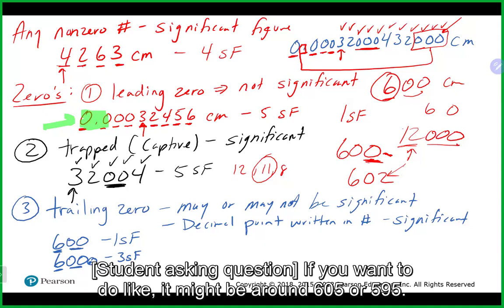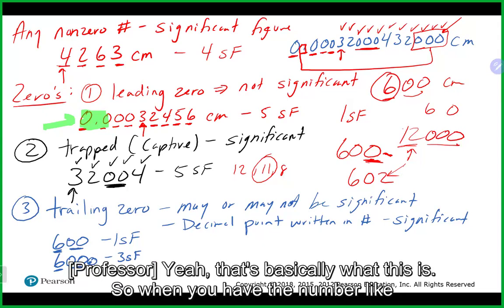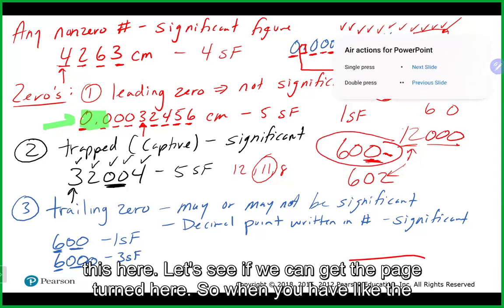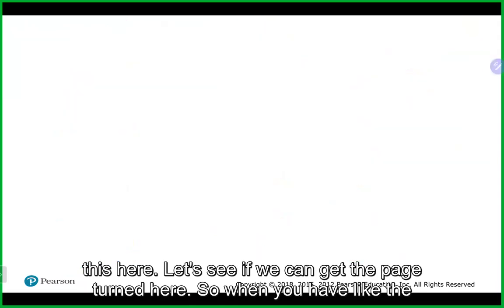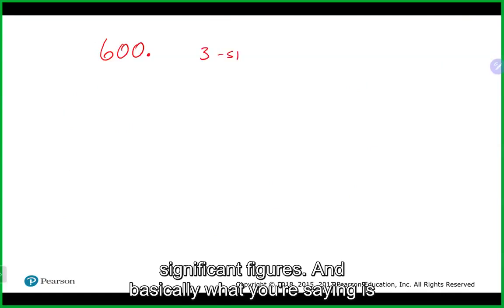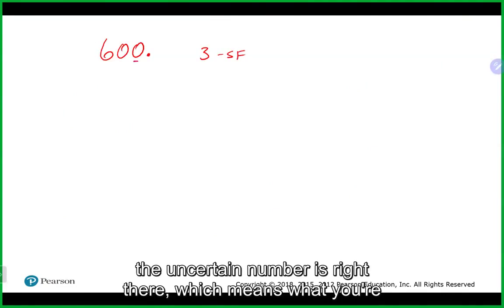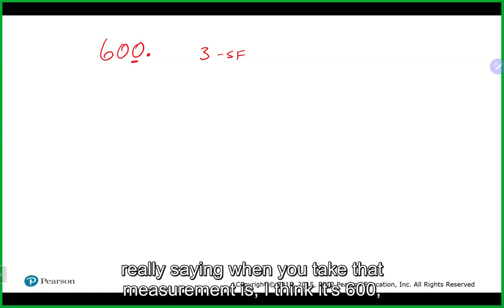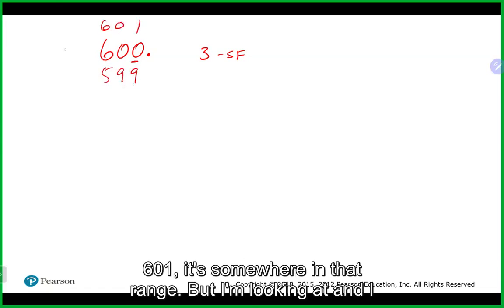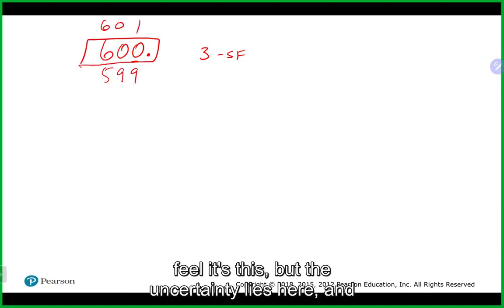If you wanted to do it, it might be around 605 or 595. Yeah, that's basically what this is. So when you have the number written like this, it basically has 3 significant figures. And the uncertain number is right there, which means what you're really saying when you take that measurement is, I think it's 600, but it actually might be about 599, or maybe it's 601. It's somewhere in that range, but I'm looking at it and I feel it's this.